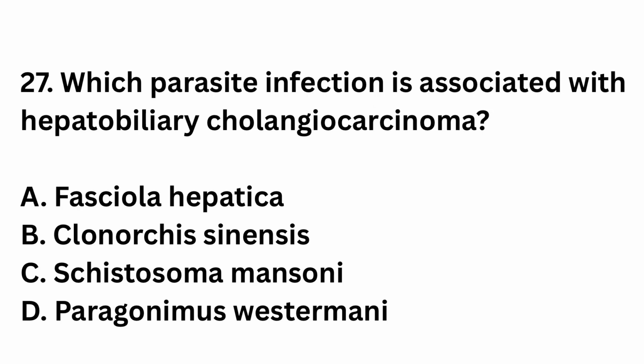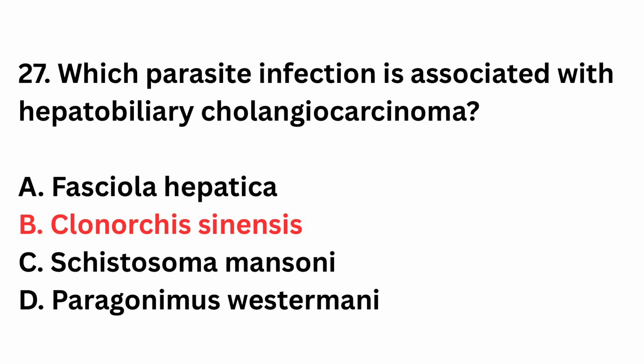Question number 27. Which parasite infection is associated with hepatobiliary cholangiocarcinoma? Fasciola hepatica, Clonorchis sinensis, Schistosoma mansoni, Paragonimus westermani. The right answer is option B, Clonorchis sinensis. Chronic biliary irritation leads to malignancy.